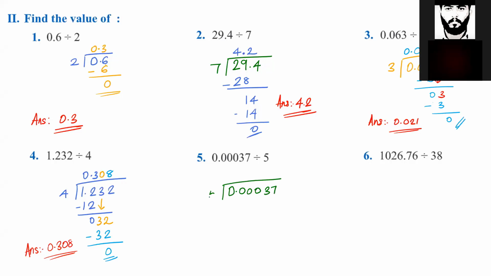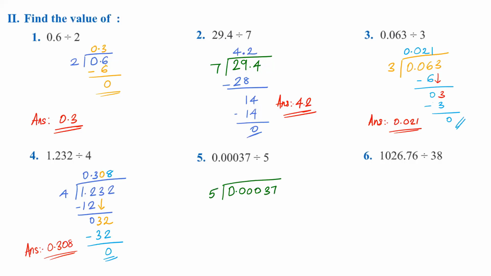Divided by 5. So here the dividend already has 3 zeros. First itself I can put 0, then put the 3 zeros directly. The answer itself you can put those 3 zeros directly. 1, 2, 3. So we have reached here.